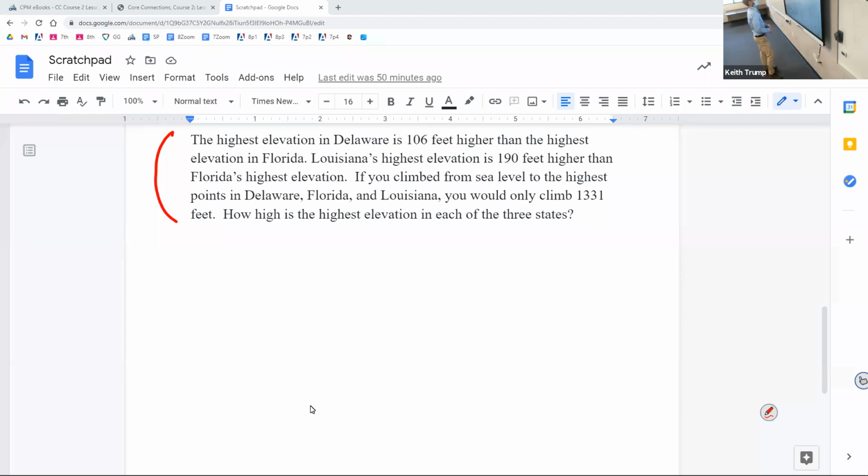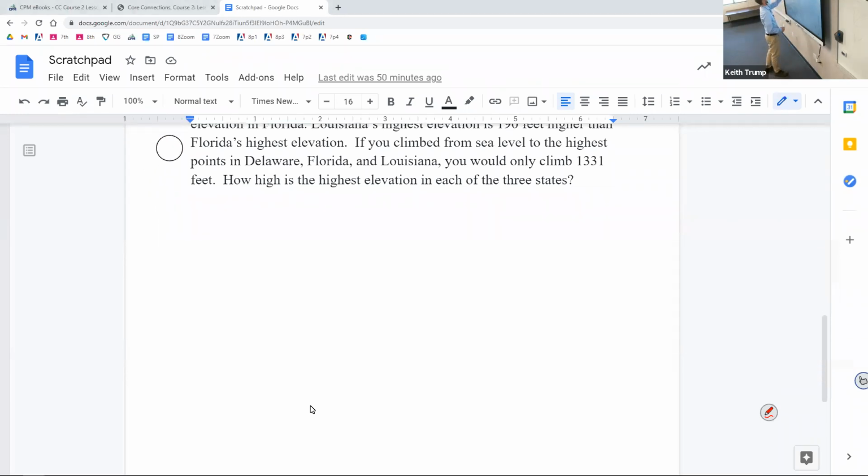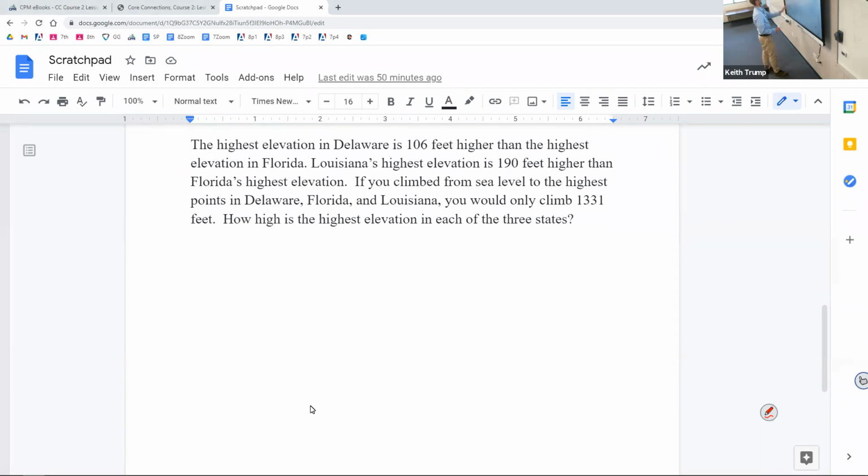The highest elevation in Delaware is 106 feet higher than the highest elevation in Florida. Louisiana's highest elevation is 190 feet higher than Florida's highest elevation. If you climb from sea level to the highest points in Delaware, Florida, and Louisiana, you would only climb 1,331 feet. How high is the highest elevation in each of these three states? So what is this question asking me? It's asking me how high the highest elevation is in each of the three states.